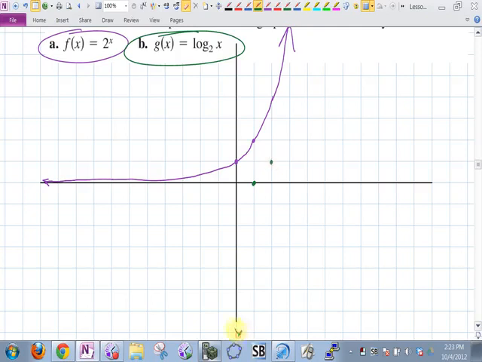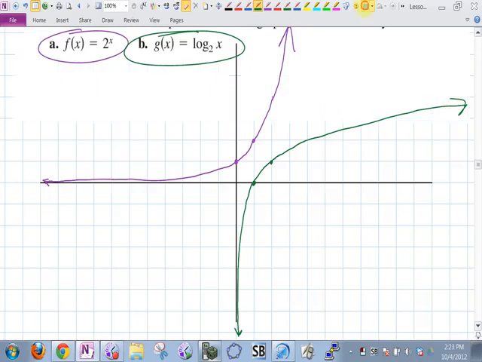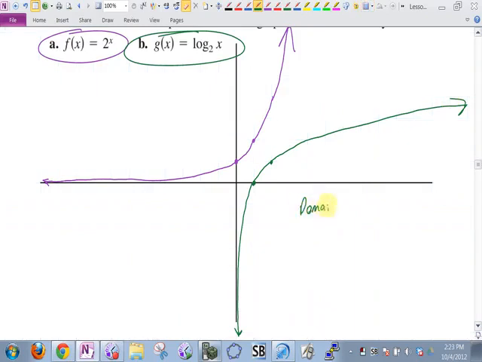So we will have a graph that looks like that. And they should look like perfect reflections of each other through the line y equals x. Same shape as an exponential, just reflected through y equals x. What is the domain of this function? Does it include 0? No. So we got 0 to infinity, not including 0. What is the range? Yeah, the range is all reals.